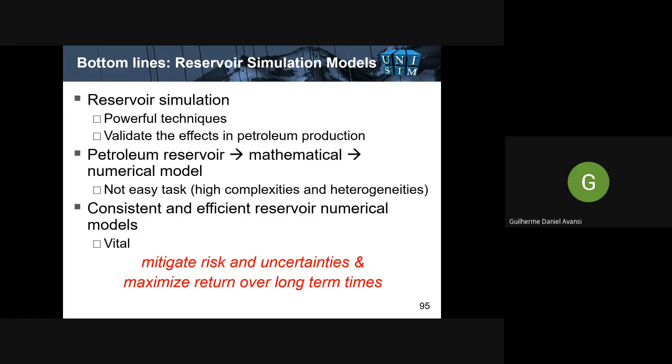Why do we use the reservoir simulator? We use it to understand the reservoir, to increase the reliability of the prediction, and also to maximize return. This is the main objective of our oil company. We need to maximize the profit, maximize the return.